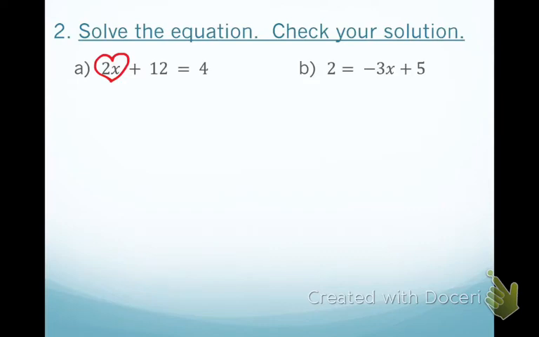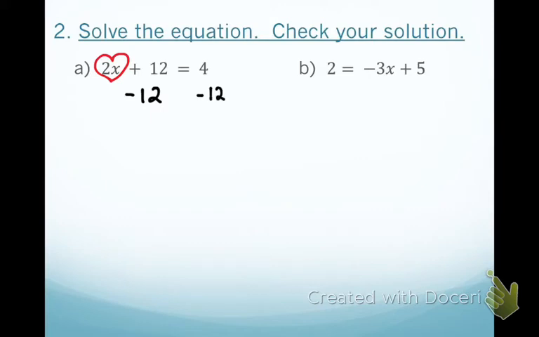According to our rule, what does Rule A say to do first, class? Add or subtract. I want to get rid of the add by 12. In order to do that, what's the opposite or the inverse operation? Subtract. Subtract by 12. Very good. So let's subtract by 12 on the left side. And remember the rule, what you do to one side, you must do to the other.